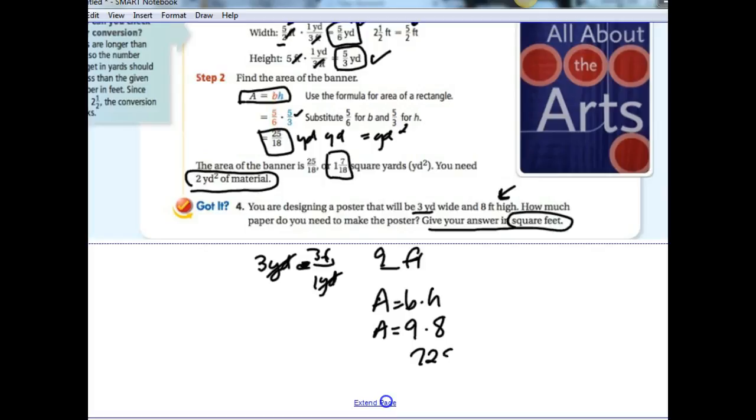So this is going to take 72 square feet of poster to make this particular one for the answer in the Got It section. Okay?